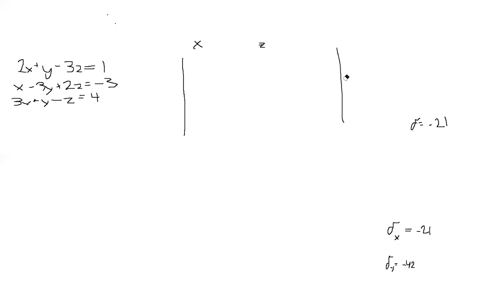And now we're going to do the same thing for z. So it's going to be x, y, answers. So 2, 1, 3, 1, negative 3, 1. And then for the answers, 1, negative 3, 4. And then repeat the first two rows.